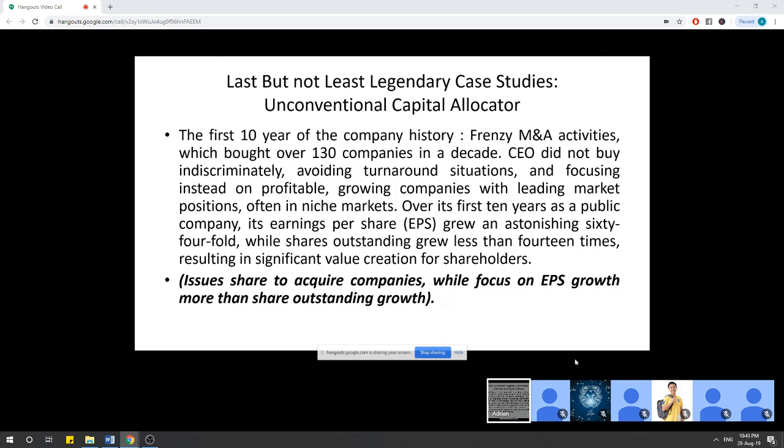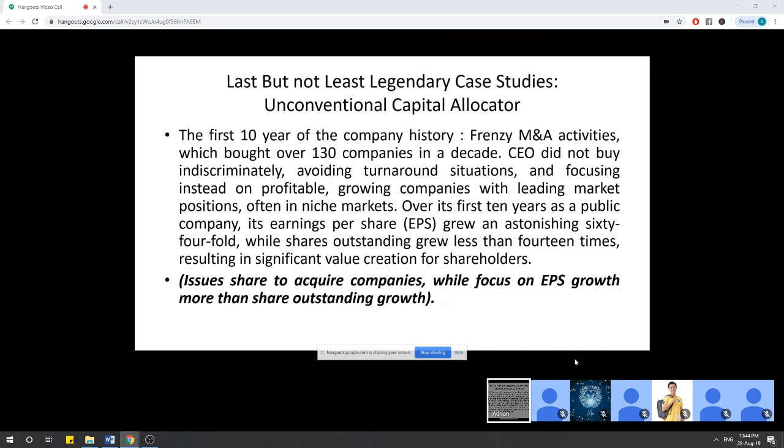But what financing did they use to buy all these companies? This management used shares to acquire companies. It's the most expensive way, not even issuing borrowing, but issuing shares. Meaning they will dilute your shareholder wealth if the company cannot generate the income expected. So this CEO issued shares to acquire companies.